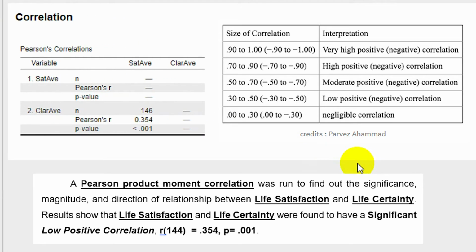a Pearson product moment correlation was run to find out the significance, magnitude, and direction of relationship between life satisfaction and life certainty. Results show that life satisfaction and life certainty were found to have a significant low positive correlation with a degree of freedom of 144 and a 0.354 correlation coefficient and a p-value of 0.001. We have to take note, though, that correlation does not mean causation. This means that there is no causality between the variables.